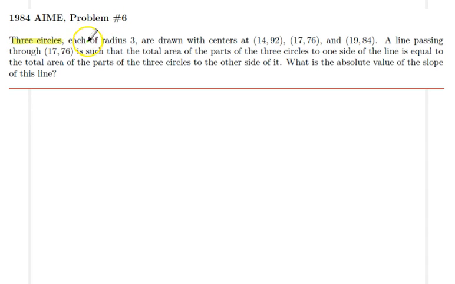3 circles, each with radius 3, are drawn such that their centers are located in these 3 points on the coordinate plane. A line passing through the center of this circle is such that the total area of the parts of these 3 circles to one side of the line is equal to the total area of the parts of the 3 circles to the other side of it. Wow, that's pretty long, but I guess you understand the meaning. What's the absolute value of the slope of this line which splits these 3 circles into 2 equal areas?